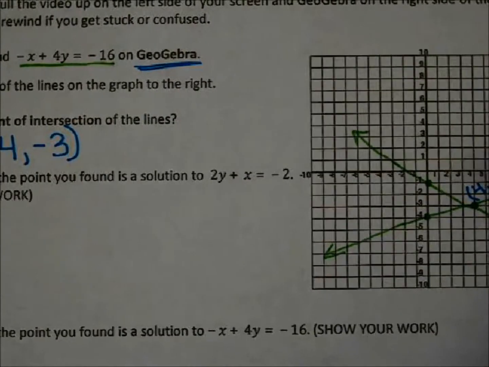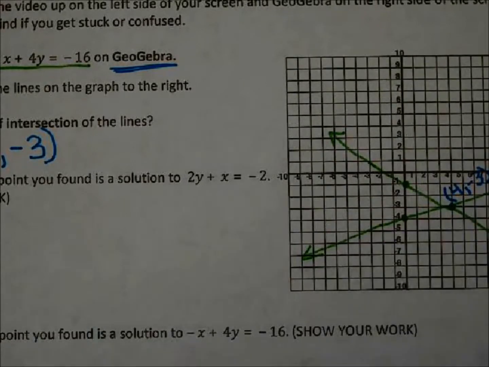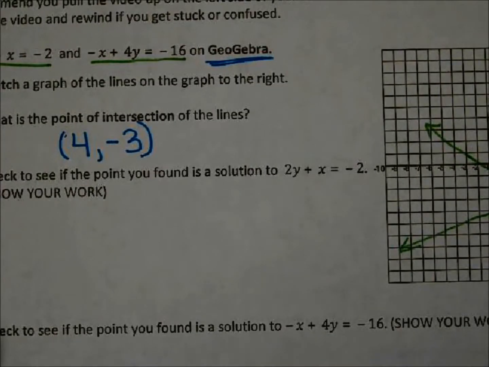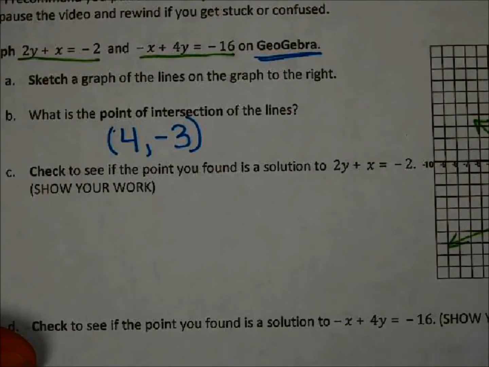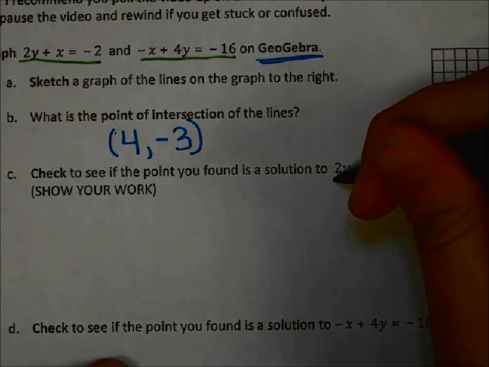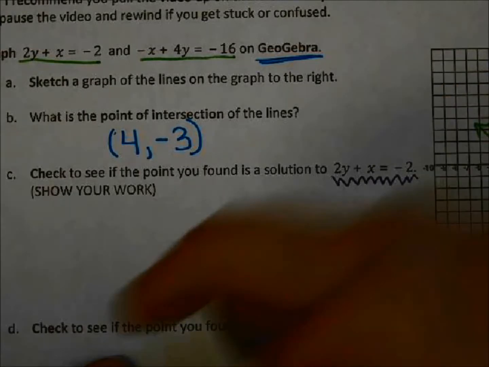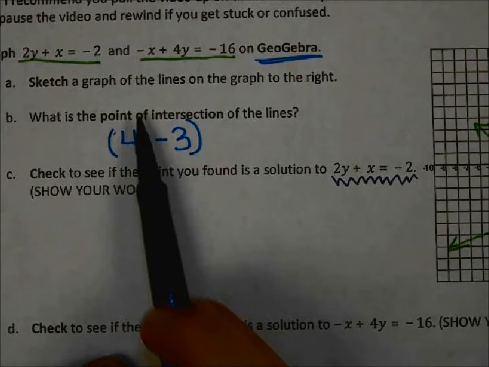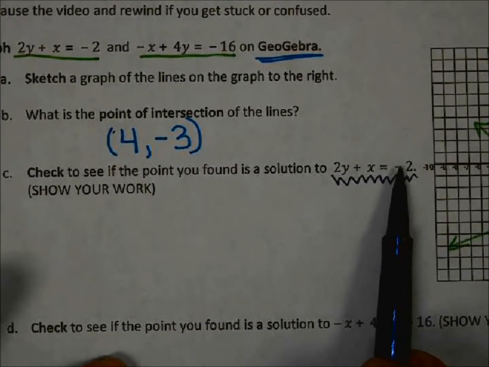The reason you can't always just look at the graph and know is because sometimes the coordinates are fractions or decimals, and the software is much more precise than our guess would be. But they do intersect at (4, -3). Now we have to check to see if the point you found is a solution to this equation. Notice that this equation is the first equation that we had in our directions. So we're going to find out if this is a solution to this line.